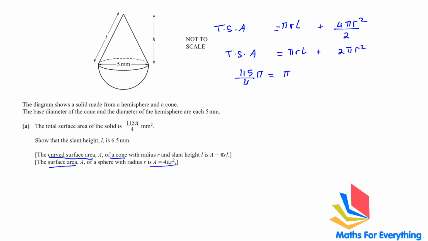and the diameter is 5, therefore the radius is going to be half of the diameter, which is 2.5. So in place of r, we are putting 2.5 L. We don't have the slant height, that's what we need to find. And here also we are going to replace the r with 2.5 square.